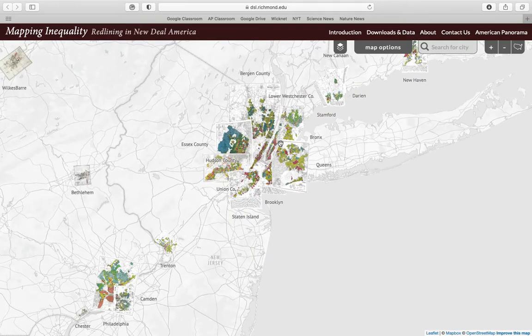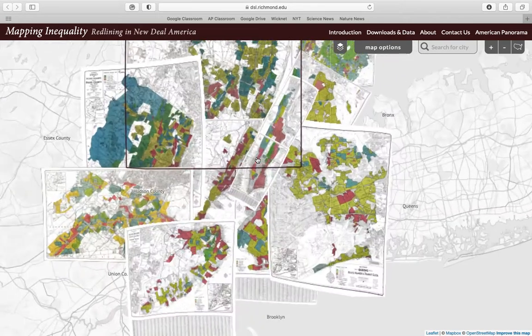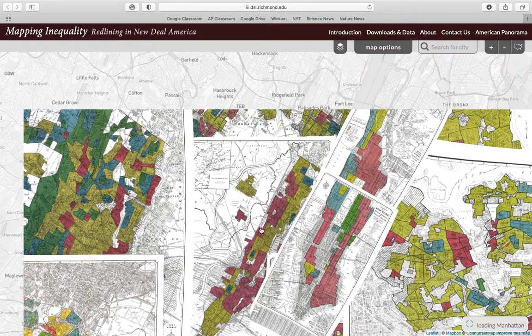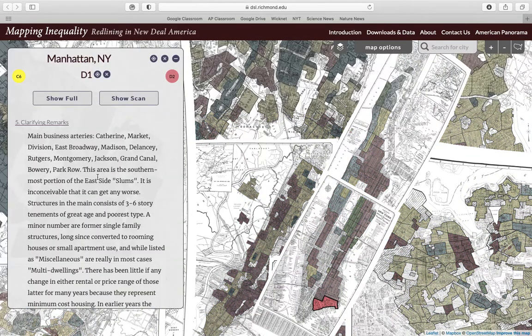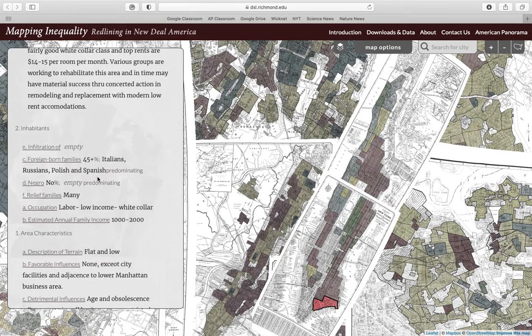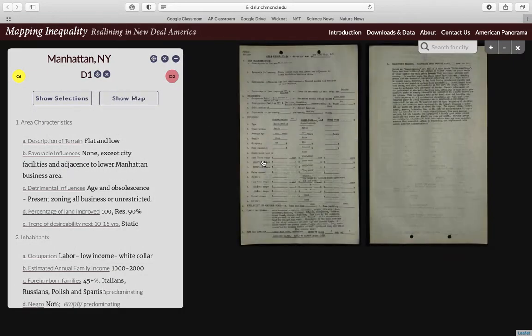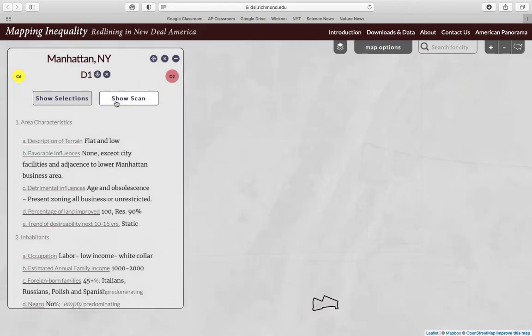It's a lot of data here, so it takes a little time to load. And you can see they've superimposed these old maps onto the city. And you can hover over each district. So let's hover over this district in Manhattan. Let's click on it. And it will show the scan of the data from the date that it was taken and how this risk assessment was made.